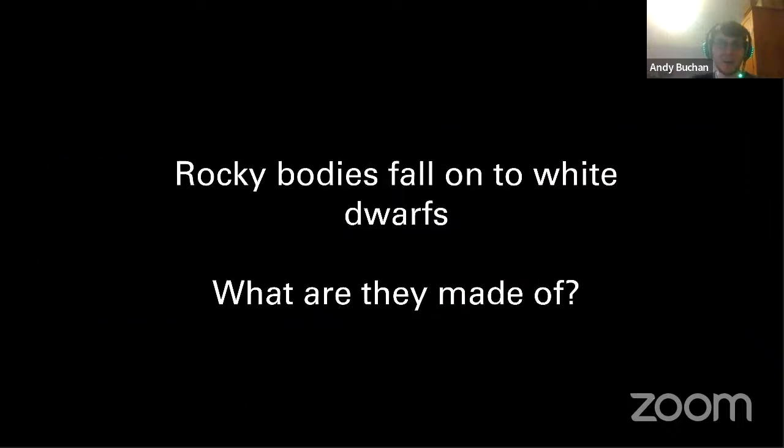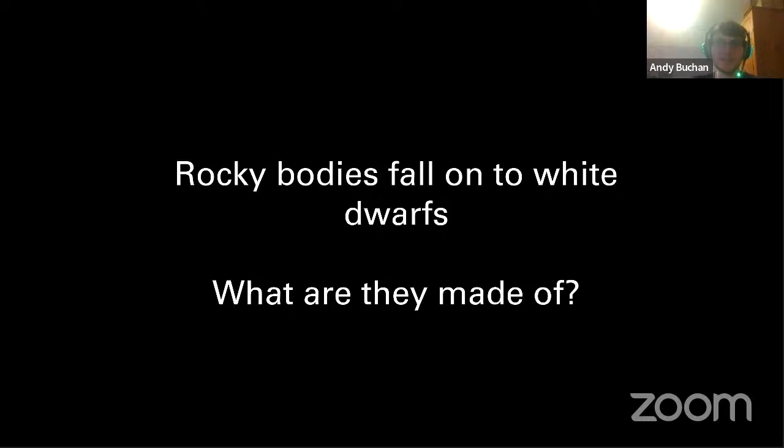So to recap where we were, we have reasonable grounds to think that rocky bodies, which could be asteroids, planets, something like that, can get close to white dwarfs and then fall onto the white dwarf itself. We know that some kind of rocky material is getting onto the white dwarf. And we're really interested to know what that material is made of, because these rocky bodies represent objects that formed around another star. And yes, that star is now dead, and the whole system is kind of disintegrating before our eyes.